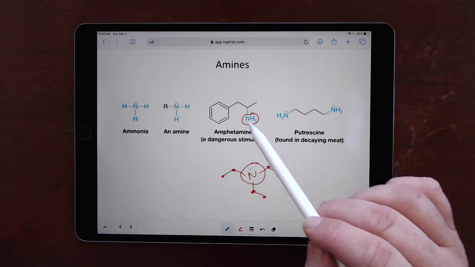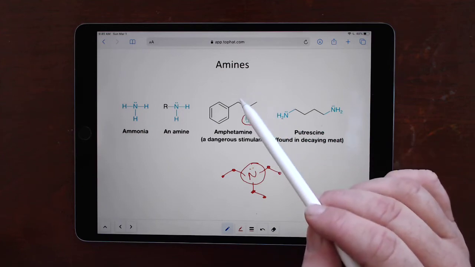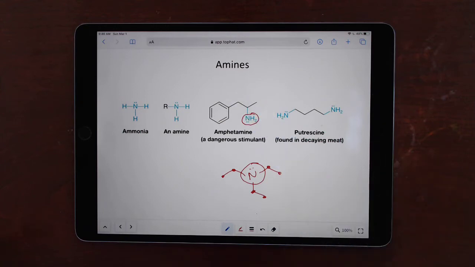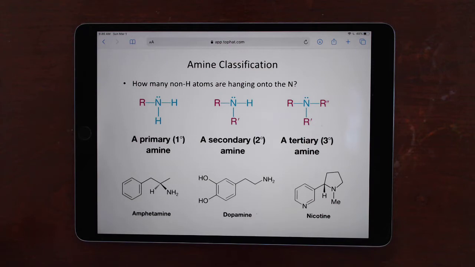So methamphetamine has a CH group hanging off of here, and pseudoephedrine has an alcohol hanging off right there. Stuff like that. But they all have this sort of general structure to them. Now, this is amine classification. This is the big exception. Normally it's going to be what is the carbon that the group is hanging off of, how many carbons are on that one. Amines are the exception, because it's how many non-hydrogen groups are hanging off of the nitrogen, directly.